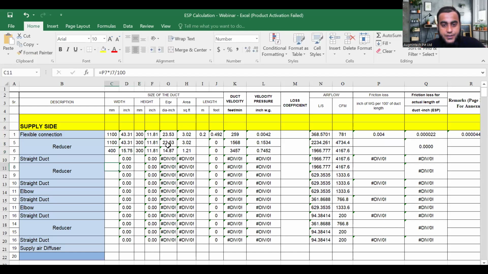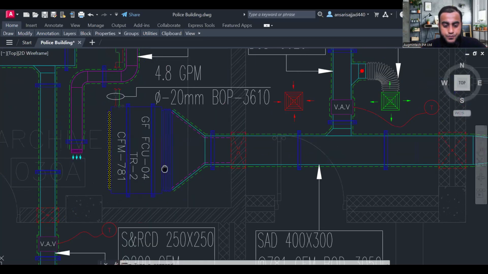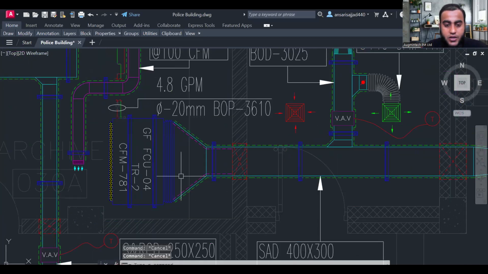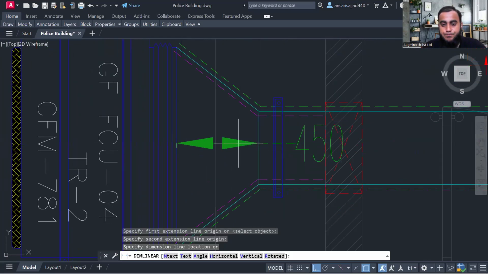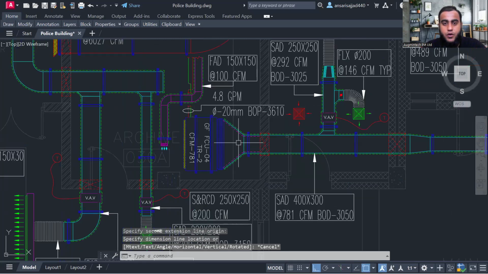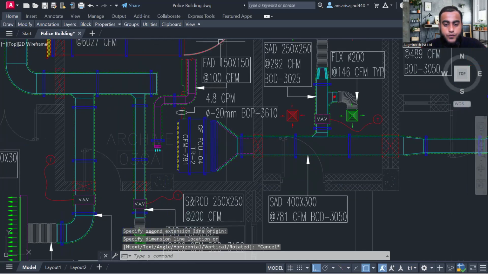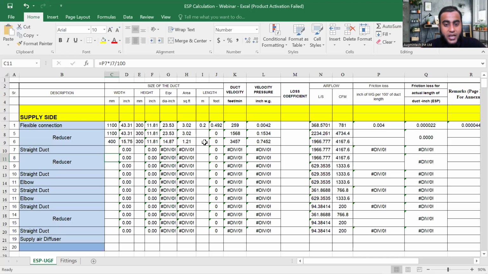Okay, I have entered it. Now anything else which you know? Yeah, we also know the length of this reducer. So just measure the length and let me know by using the DLI command, shortcut DLI enter, dimension linear command. From this point to this point, see how much it is showing, 450 mm. Total length of this reducer or transition is 450 mm. So write down here in mm 450.